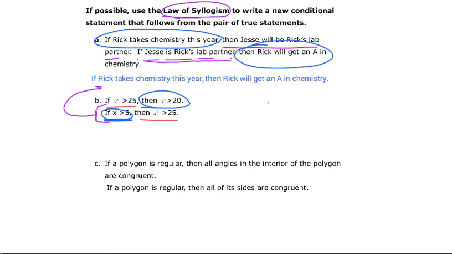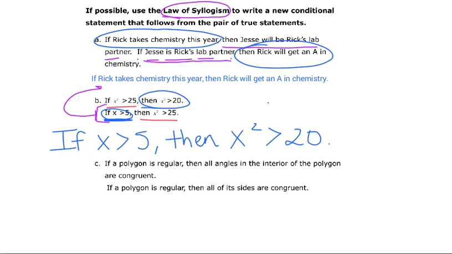For this next one, if a polygon is regular, then all angles in the interior of the polygon are congruent. If a polygon is regular, then all of its sides are congruent. Okay, so one thing you have to notice is these are two separate statements, but there's nothing that's the same except this very first part of the sentence. So this is not set up as the chain rule or the law of syllogism, so we cannot write a new conditional statement that follows from the pair of true statements.